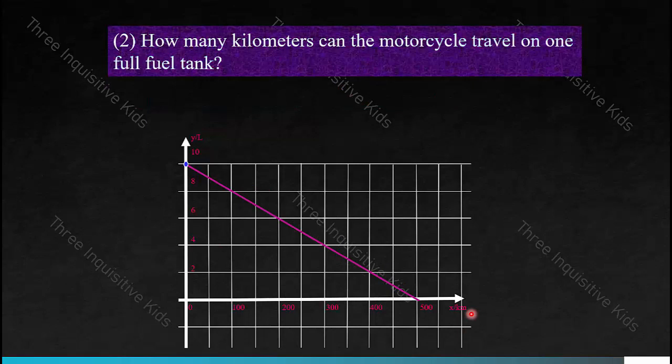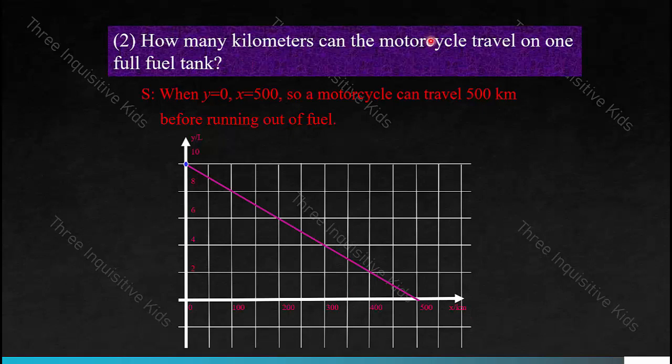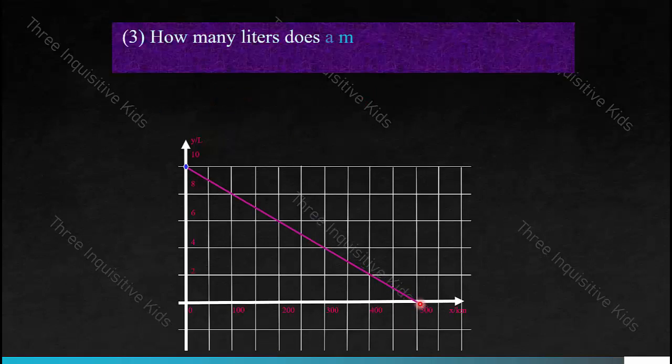How many kilometers can the motorcycle travel on one full fuel tank? The answer you should have gotten is 500 kilometers. What this means is, when it says how many kilometers can it travel, it means until it runs out of fuel, which means y is equal to 0. So find the point where y is equal to 0, and over there x is equal to 500. So the answer is 500 kilometers.